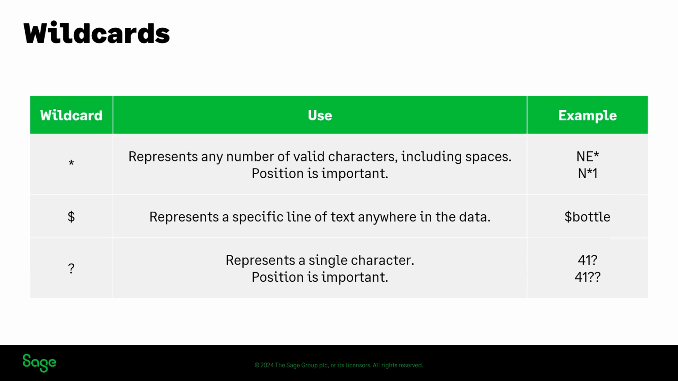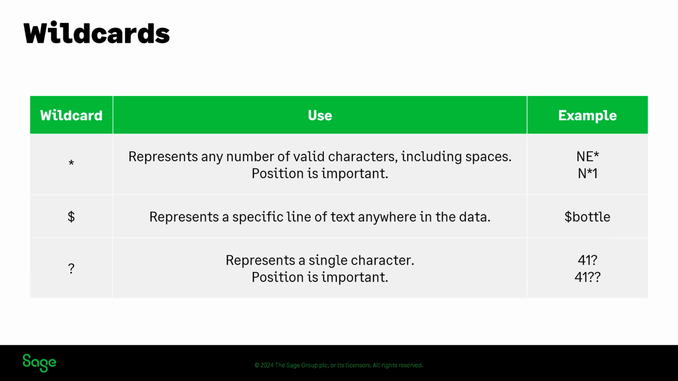I could do it on the likes of a phone number as well, which are generally regional. So if I did 0191 asterisk, it would find all of the Newcastle phone numbers. The second example for that first option, the asterisk, is N asterisk 1. What that would be looking for is something that begins with N and ends in 1, but anything in between, it could be nothing in between, or any different characters. It's a bit of an unusual search, but it was just to get that point across about positioning.